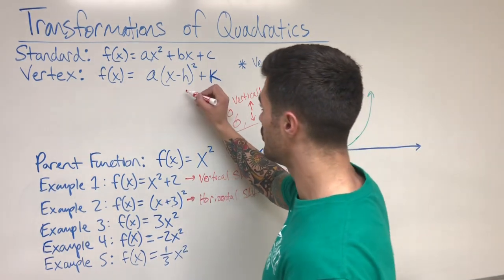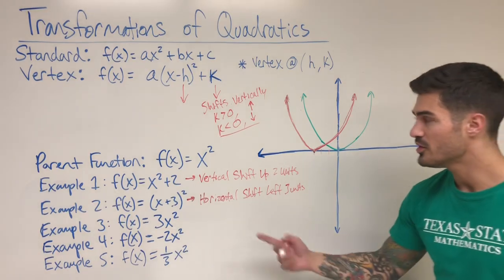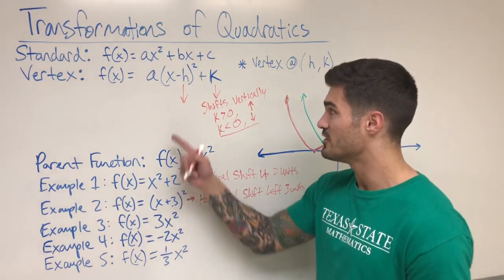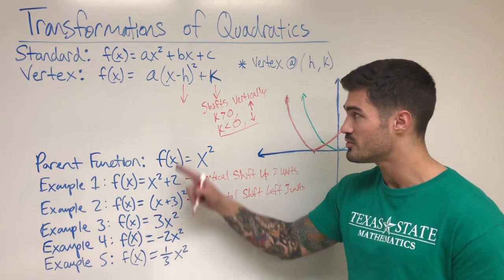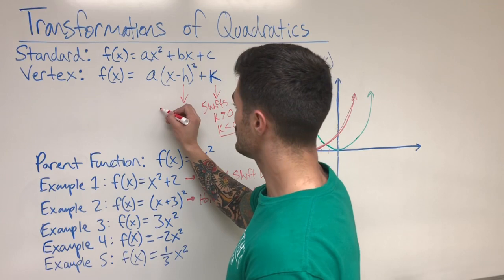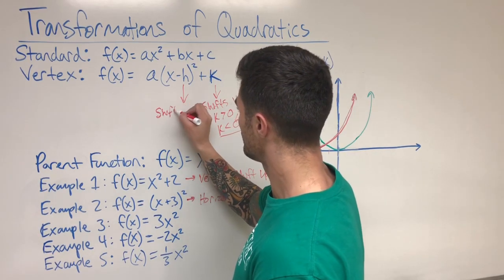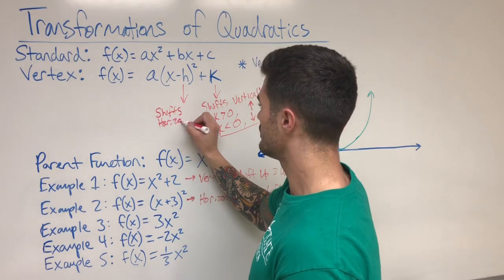Okay, so in general, what do you think for our h? Can we write a general rule here? Well, let's see. In this case, our h is actually negative because this form is x minus h. We have x plus 3, so we have x minus -3. So this shifts horizontally. Let's see if I have room here. Shifts horizontally.